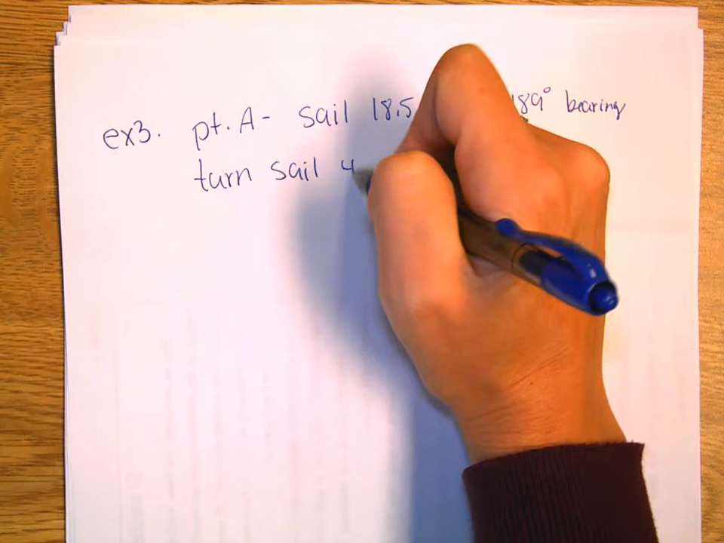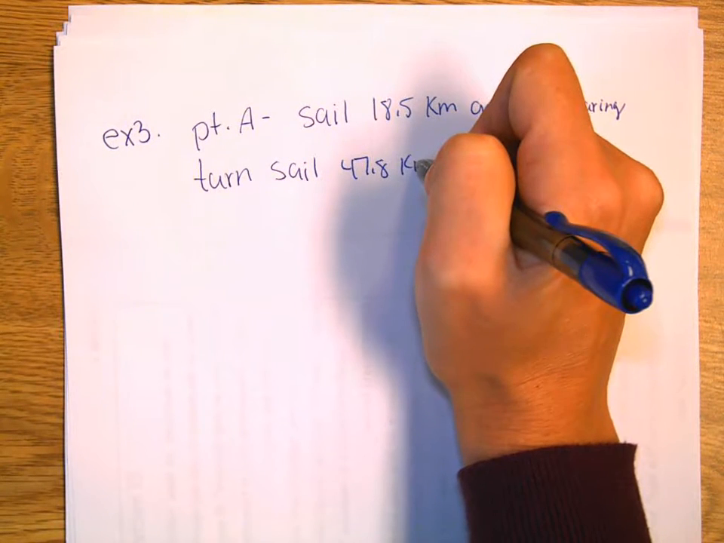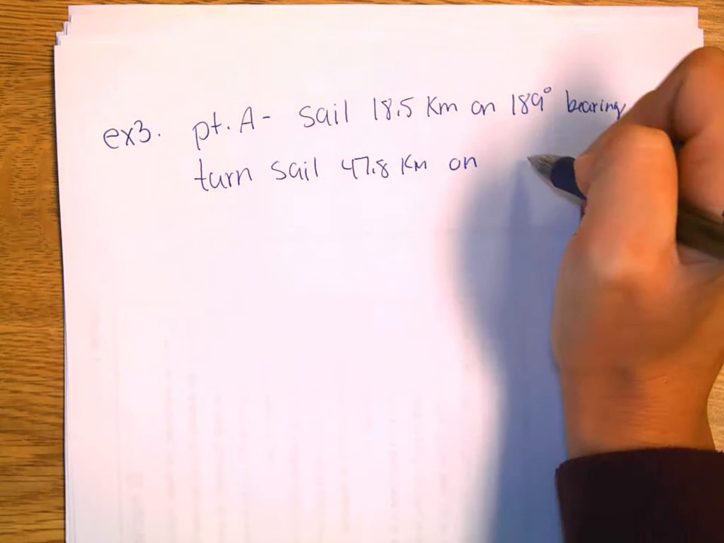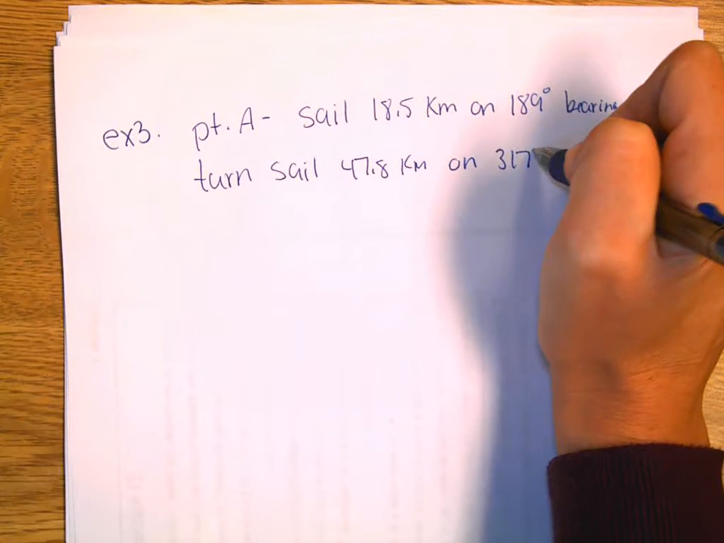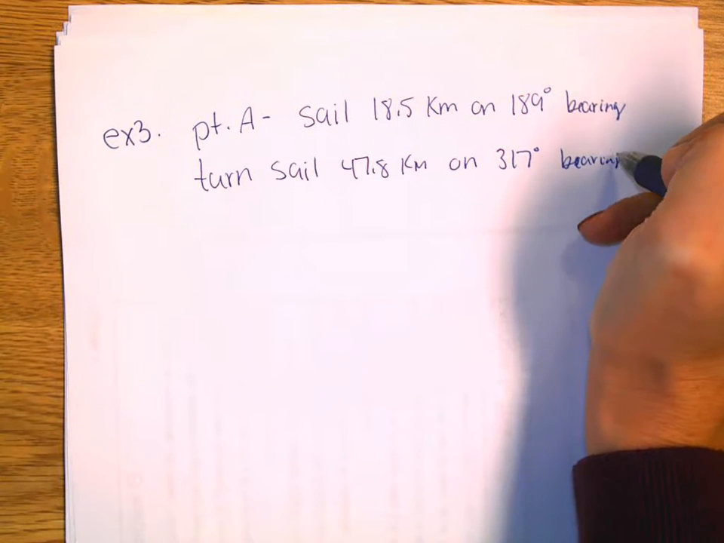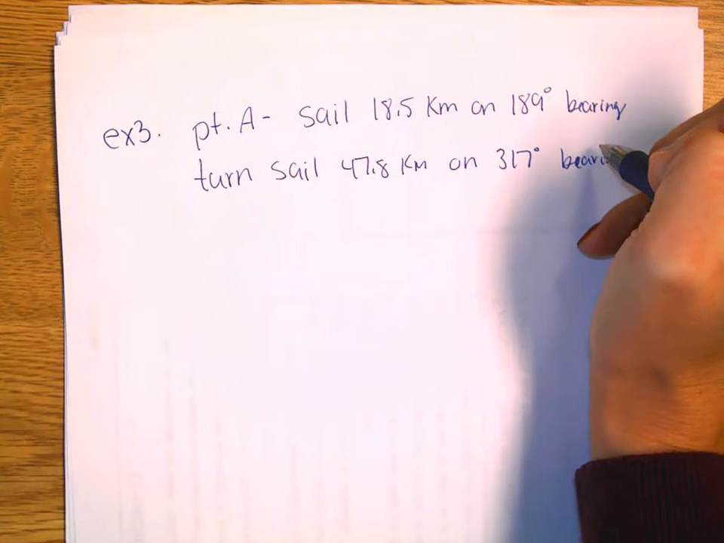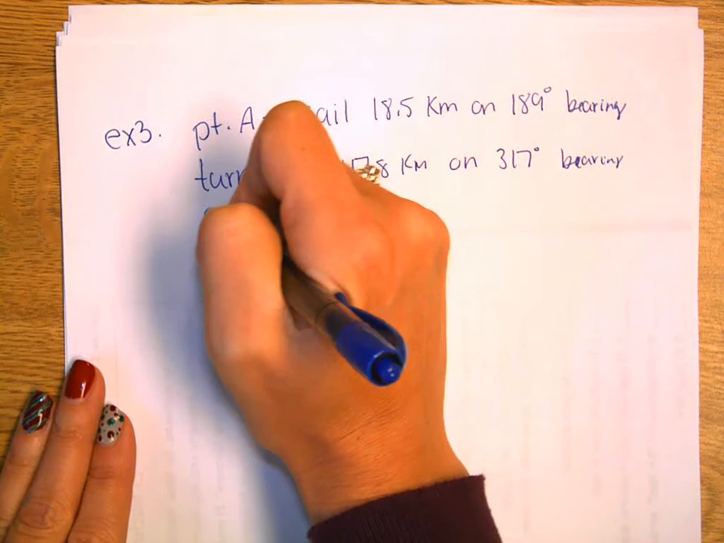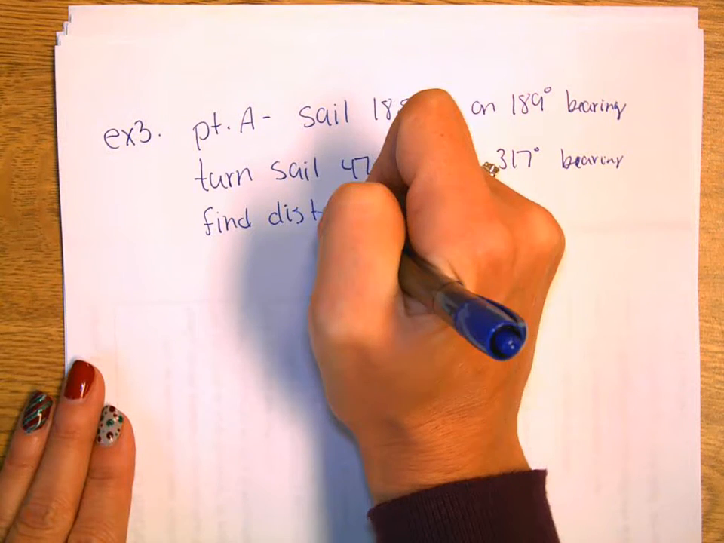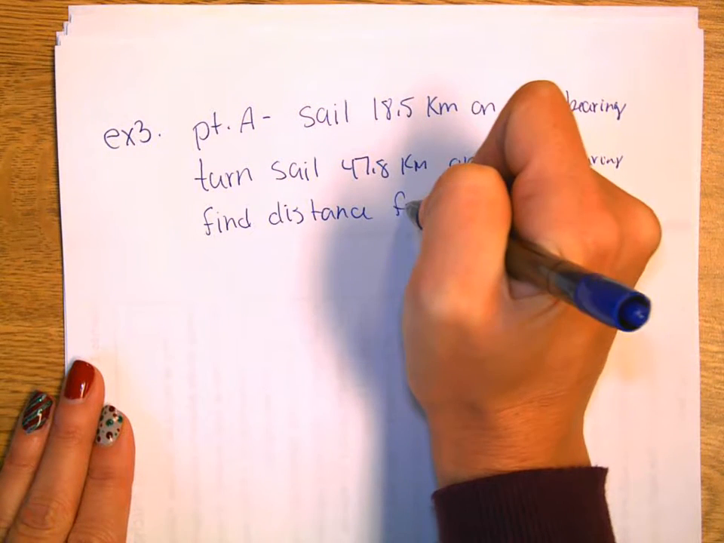Turn and sail 47.8 kilometers on a bearing of 317. We got bearings on bearings? Yep. Find the distance from point A. Find the distance from the start.